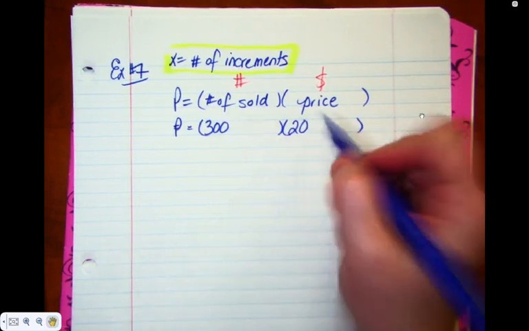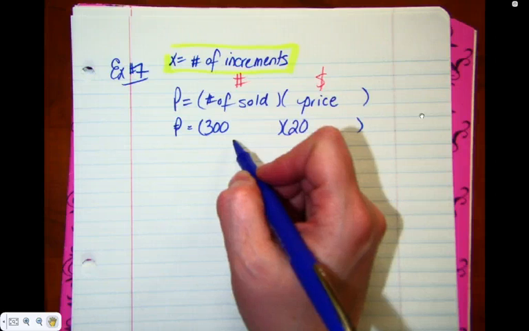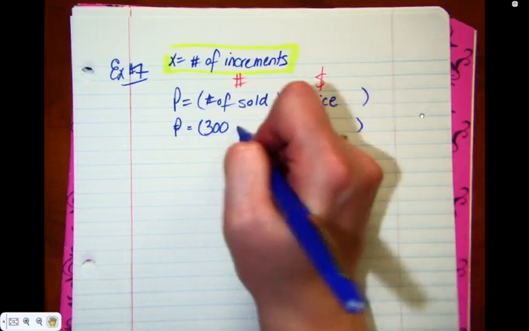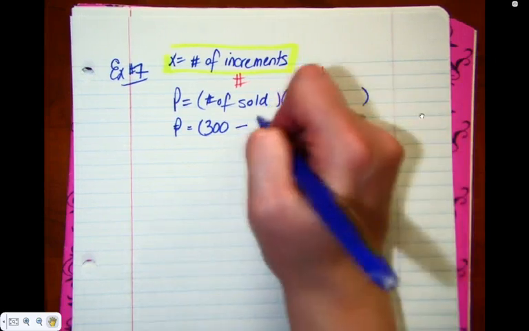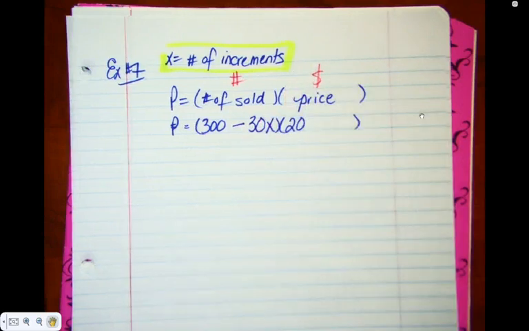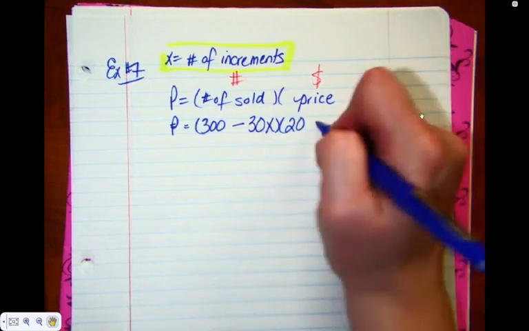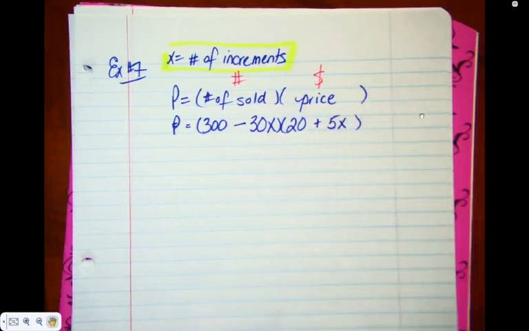Because I upped the price, what happened to the number sold? It went down by 30 people, and I'm going to throw in an X in the back because it went down 30 every single time I upped the price. The back of this one is going to represent the increment, which would be 5x. Why 5? Because that's how much I raised it, was $5.